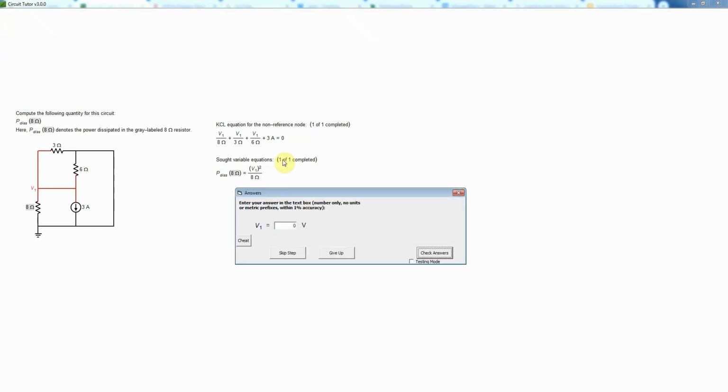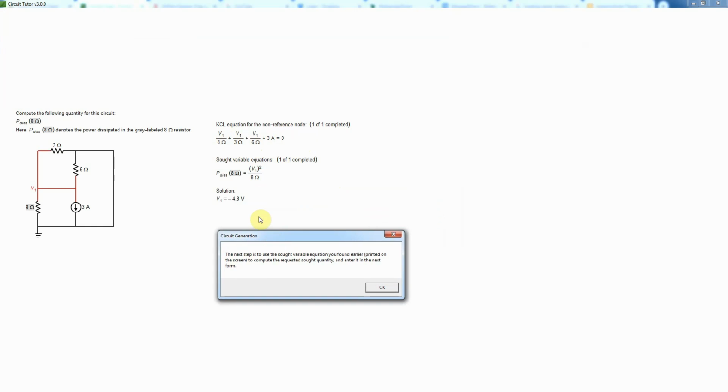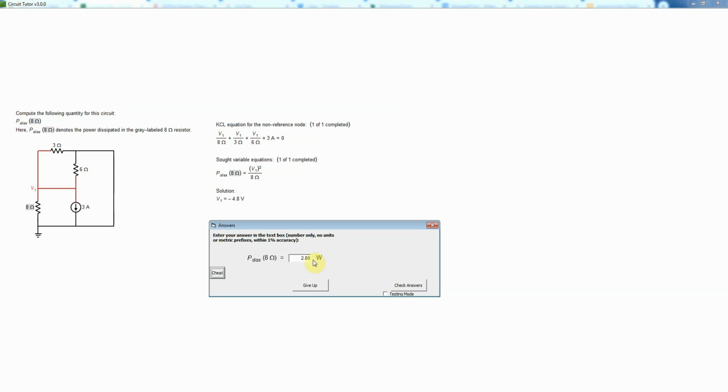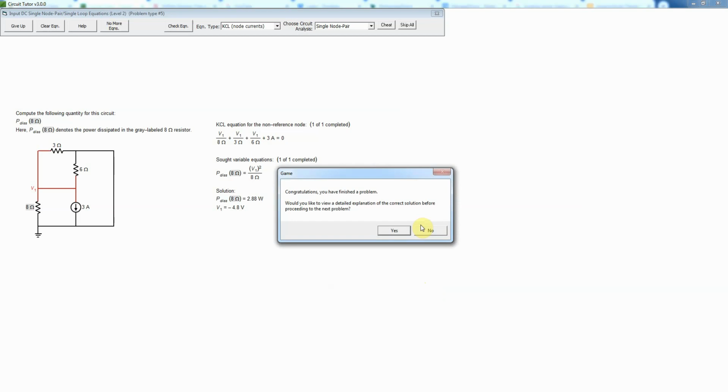So now I would have to solve, again, that first equation for V1, just using simple algebra, combining these 3 terms, moving this to the right, and then solving for V1. So that would work out to be negative 4.8 volts. Then I just use my calculator to square that and divide by 8. And when I do that, that would work out to 2.88 watts. And that is the correct answer.